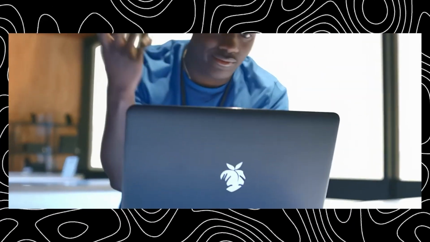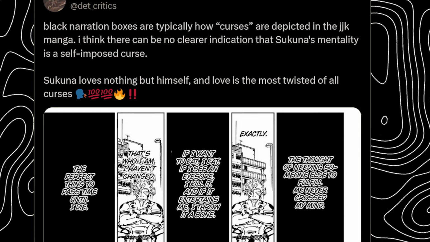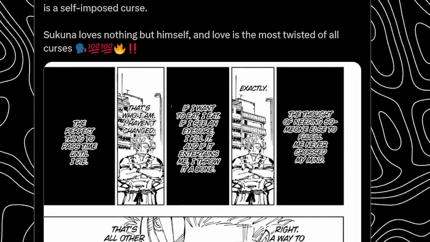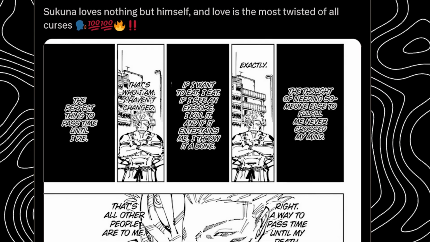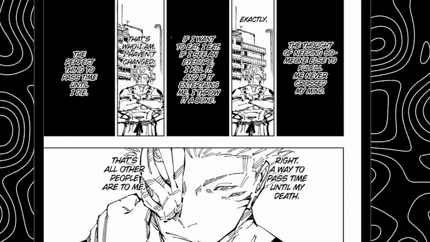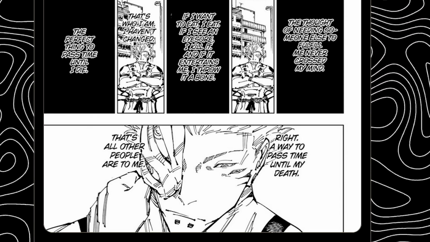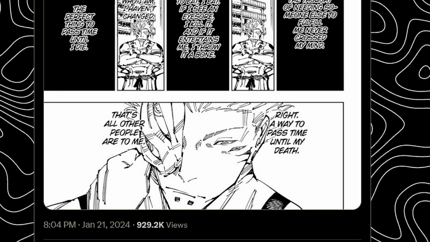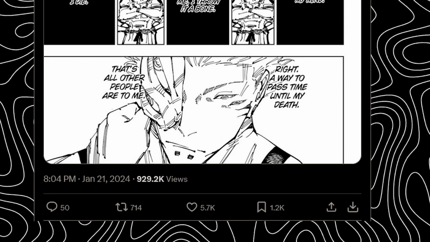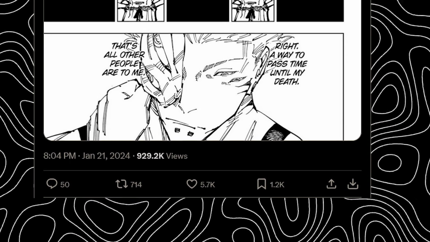And makes you go back and read from the very beginning all over again. And this theory or notice comes from a Twitter named Detective Critics, which says black narration buckets are typically how curses are depicted in the JJK manga. And he shows a representation of Sukuna when he's having a back and forth in his mentality by himself, showing his mental state and how his mental state can be like a curse.